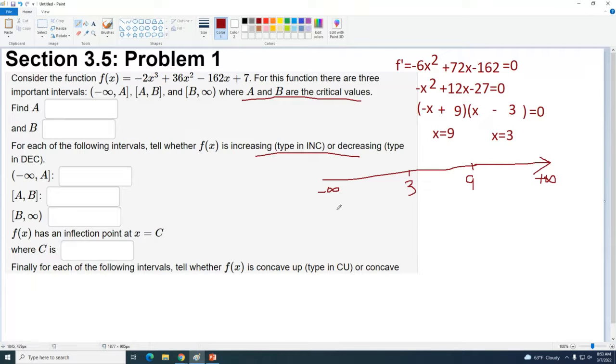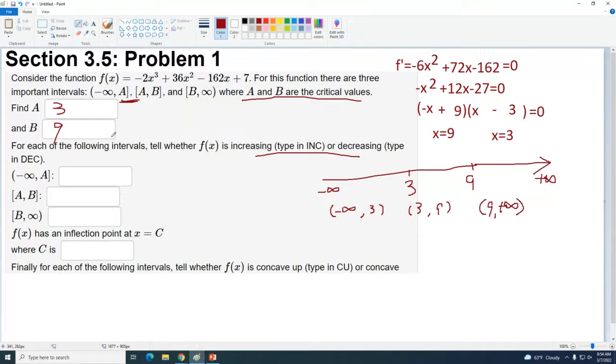So we will have 3 intervals: negative infinity to 3, 3 to 9, and then 9 to positive infinity. So the A must be the 3, right? The B must be the 9. So those are the critical points, and then over here we can see 1, 2, 3 intervals that we have. So the negative infinity to A is really the negative infinity to 3, 3 to 9, 9 to positive infinity.